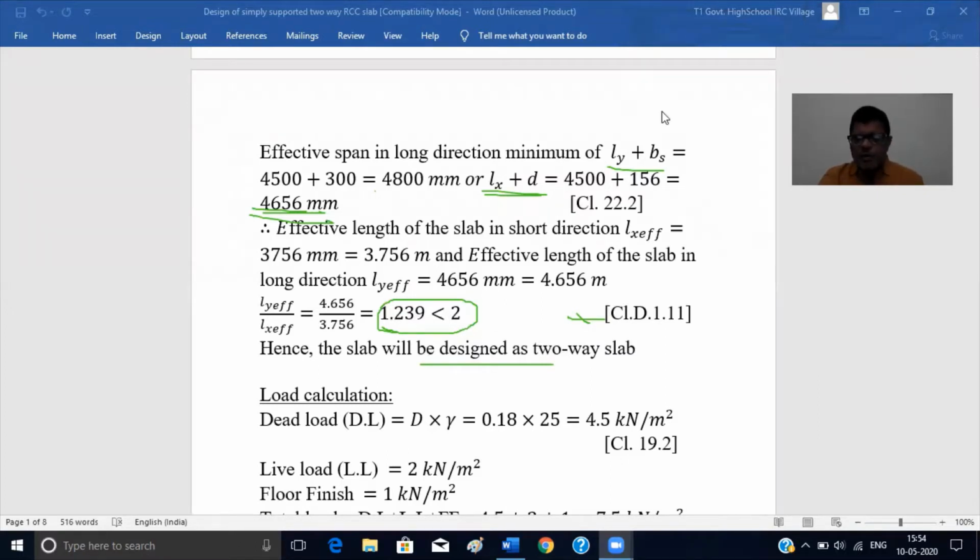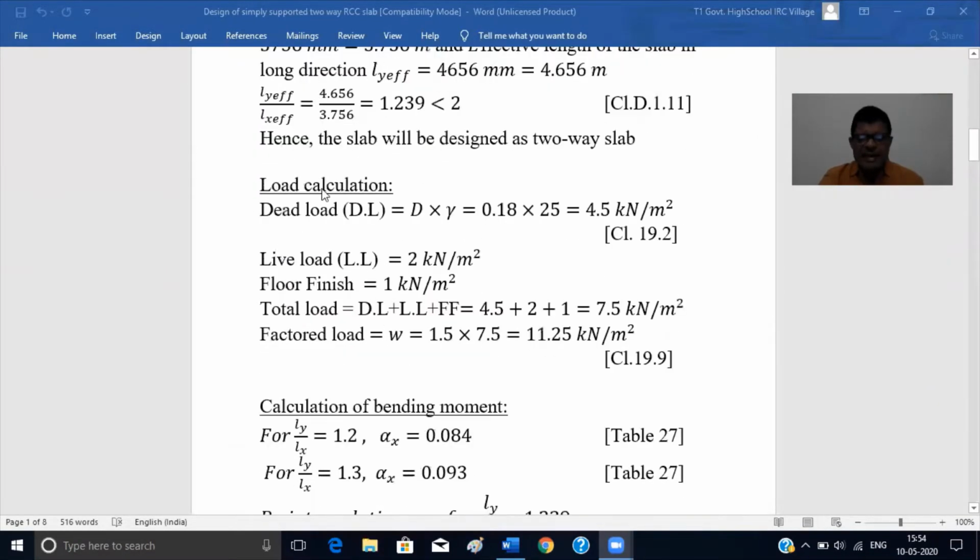Now next we will go to load calculations as usual. So load calculation means again we have the dead load, live load and floor finish. So dead load is equal to the unit weight of the RCC, that is 25 kilonewton per meter cube, and then depth is 0.18, it comes in kilonewton per meter square. Live load is given, floor finish is given 1 kilonewton per meter square in the question.